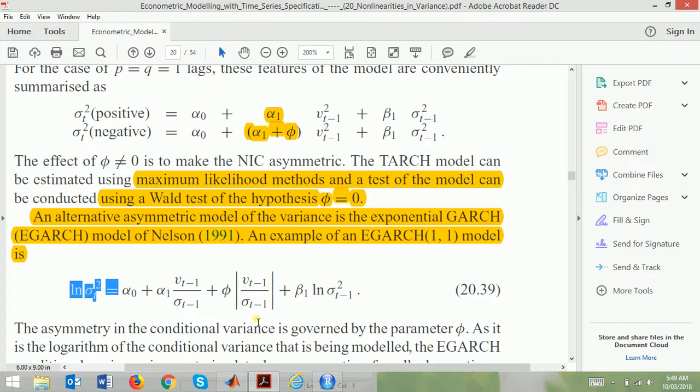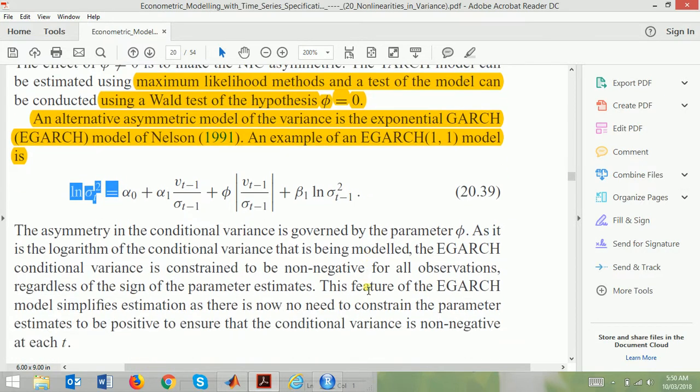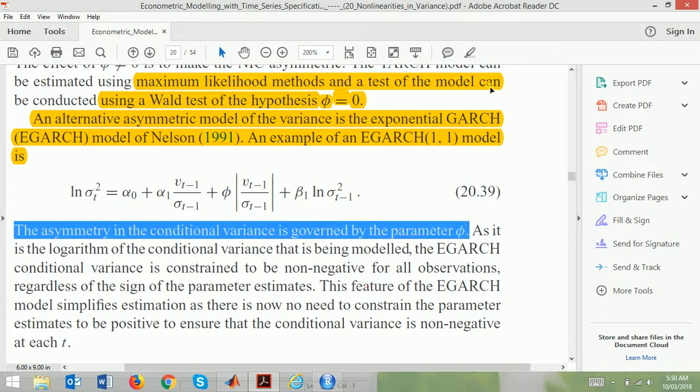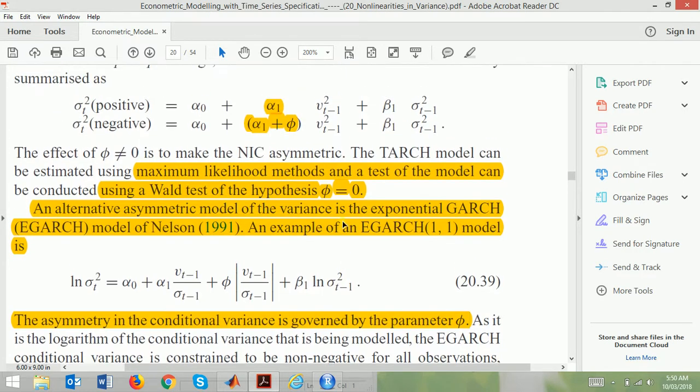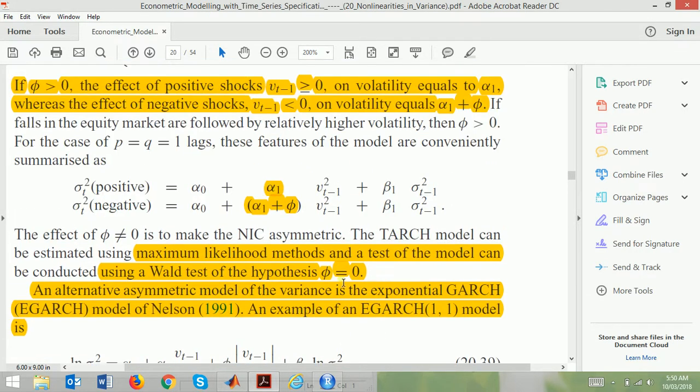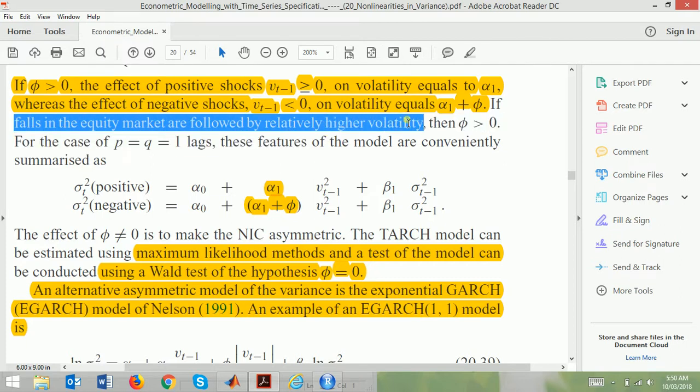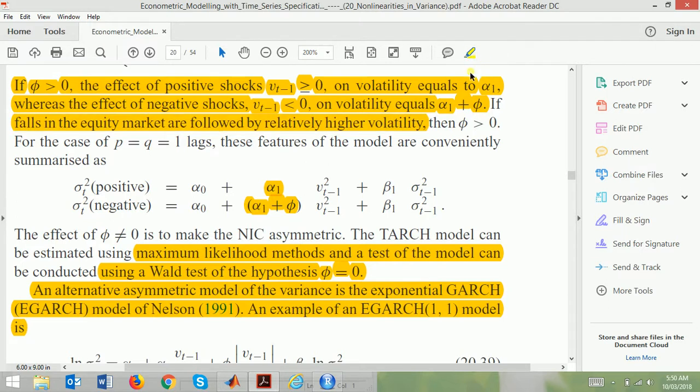So Vt minus 1 divided by sigma t minus 1, plus phi multiplied by Vt minus 1 divided by sigma t minus 1. The asymmetry in the conditional variance is governed by the parameter phi. Indeed, it has always been governed by the parameter phi, and phi helps us to test if there is asymmetry available in our model. If there is a fall and then relatively higher volatility is found, phi is greater than 0.